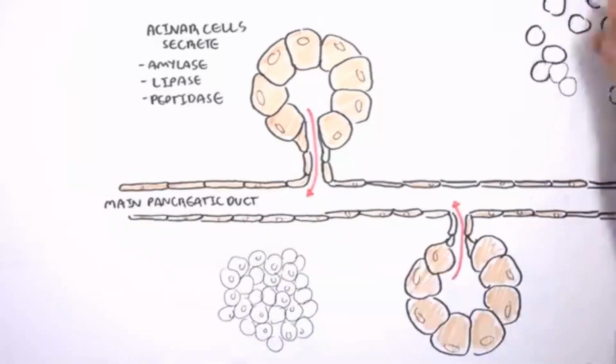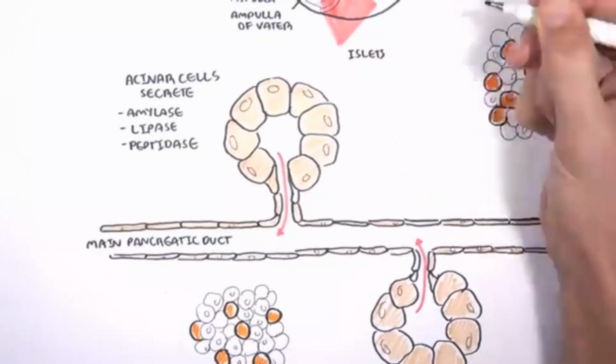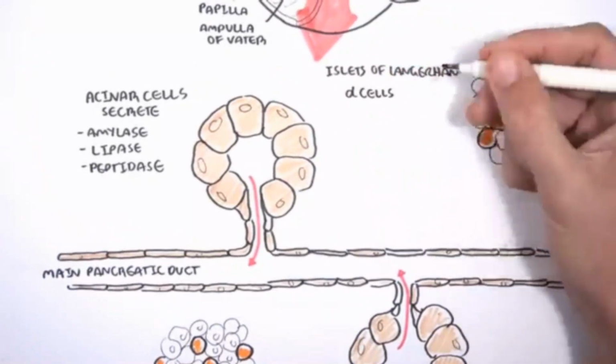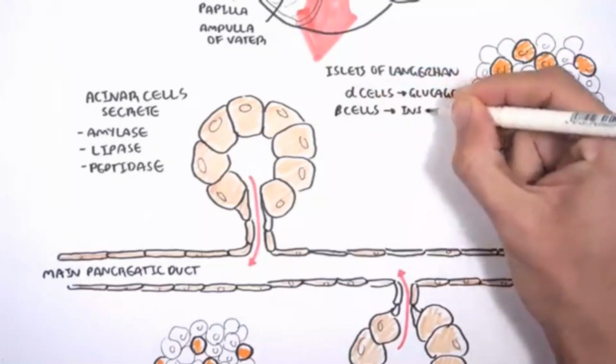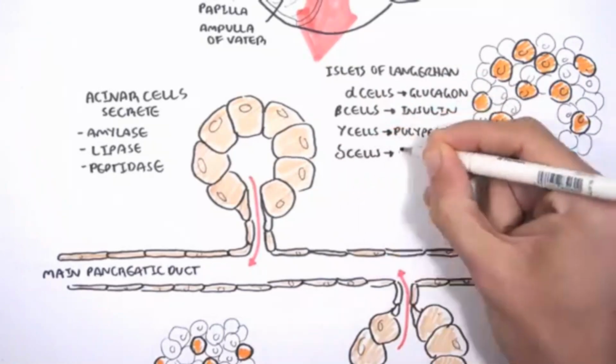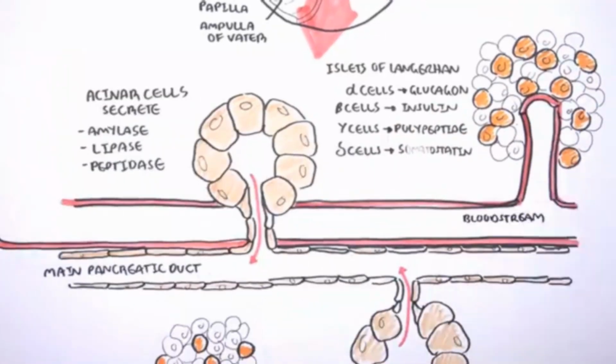The islets of Langerhans sit around the acinar cells and are part of the endocrine function of the pancreas, the hormones. There are a few types of cells which make up the islets of Langerhans, and these include the alpha cells which secrete glucagon, the beta cells which produce insulin, the gamma cells which produce polypeptides, and the delta cells which produce somatostatin. Hormones are secreted from these cells into the bloodstream. And obviously, after you eat, insulin is the hormone that is produced by the beta cells to help store all this energy that we have just eaten.